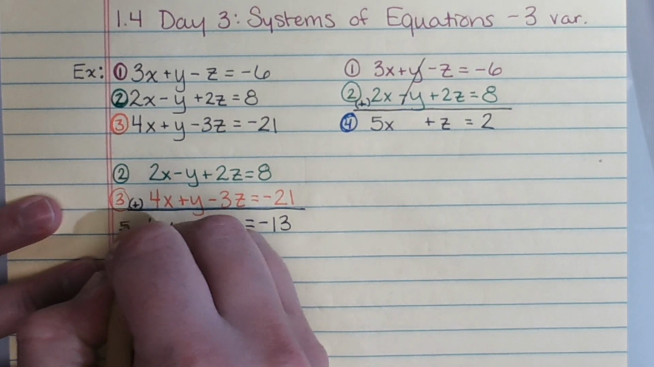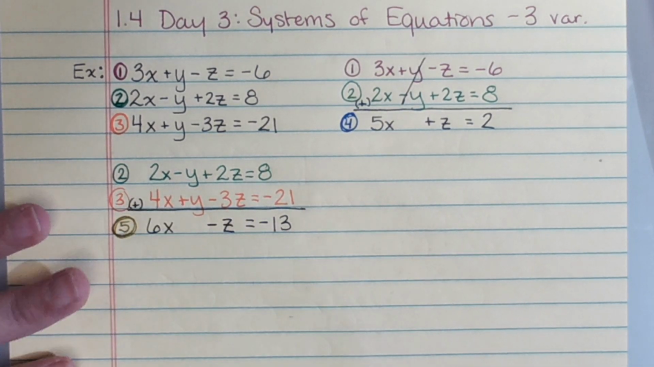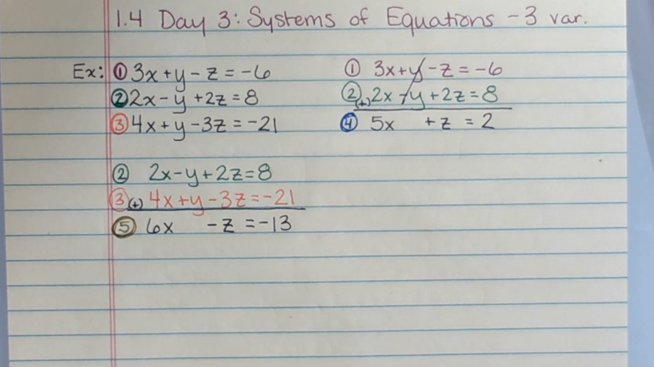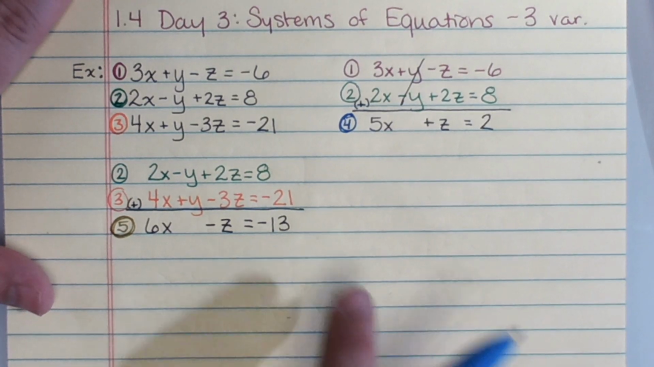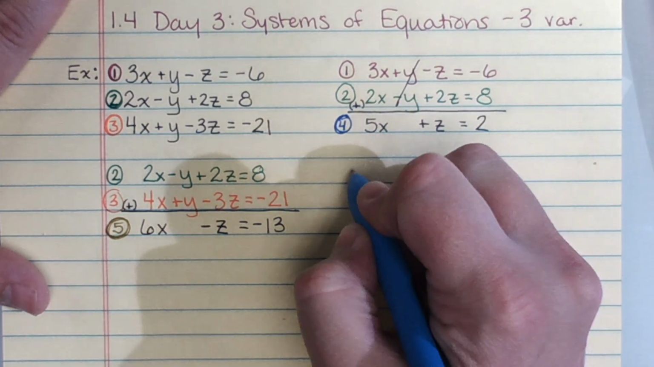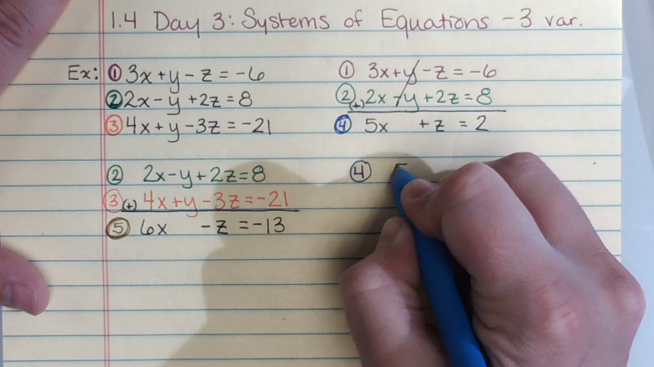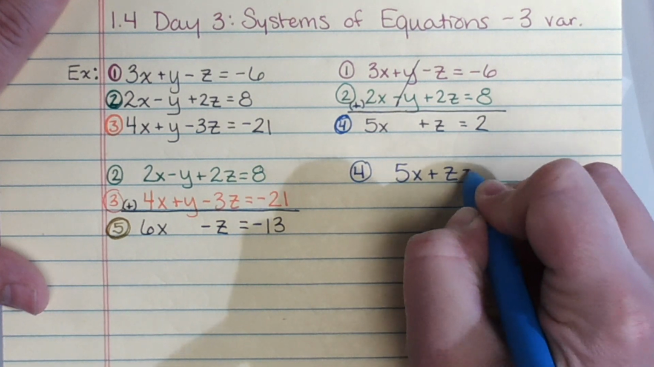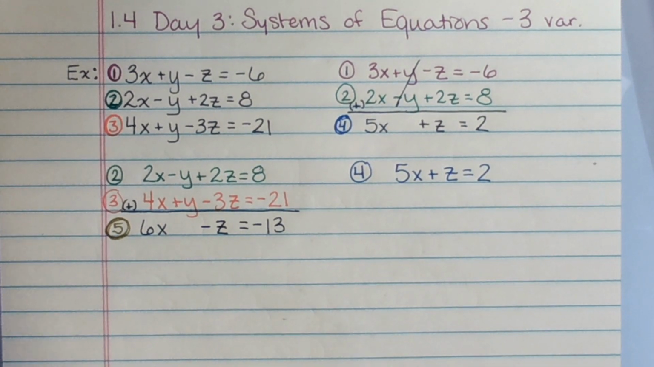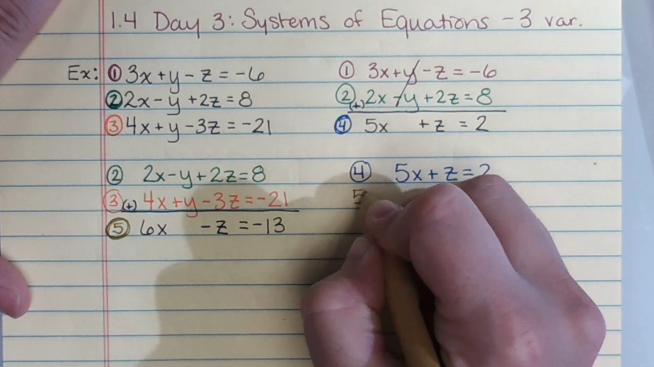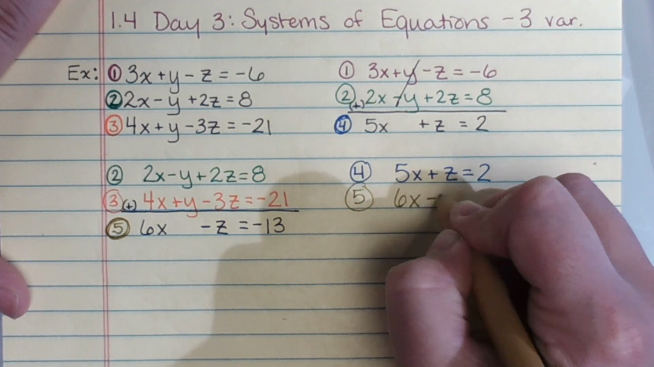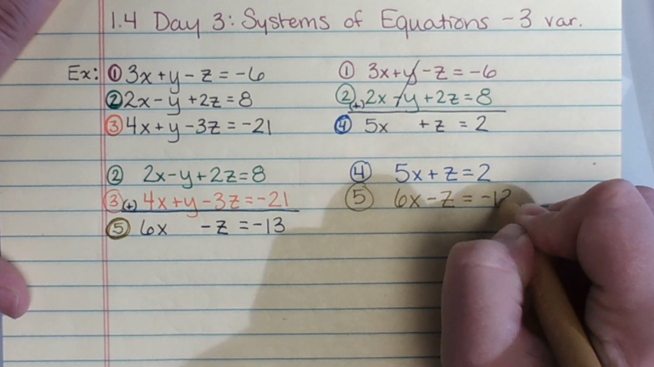For the sake of my notes, again, I number them at this point. That is equation 5. You get 5 equations that I go through and I put the numbers on when I do this process. Once I have these 2 equations, 5x plus z equals 2 in this case, and the 6x minus z equals negative 13.